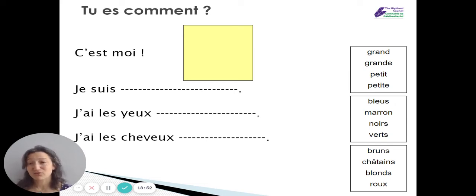Now, you might not get children to write this out. This might just be something that they say to prepare a short presentation about themselves. They might copy it, or they might try and write it from memory. So it just depends on the level of your learners. But they could create a little fact file, draw a picture of themselves, or get a photo of themselves and add that and make a little ID card, for instance.